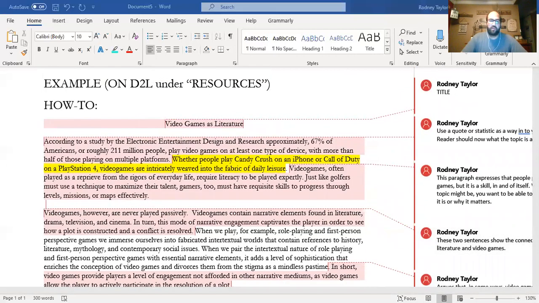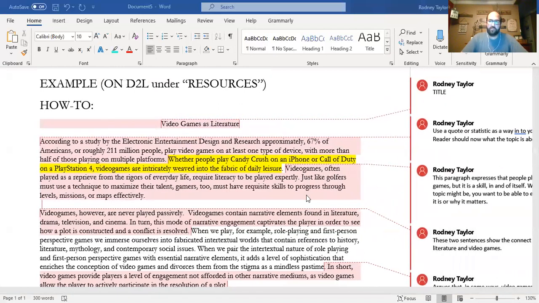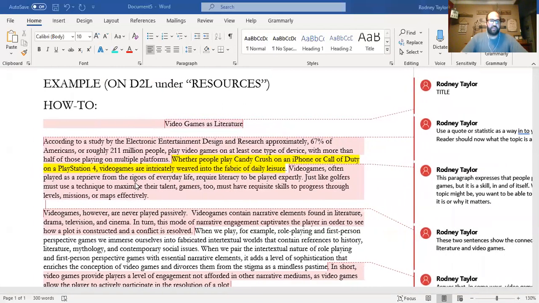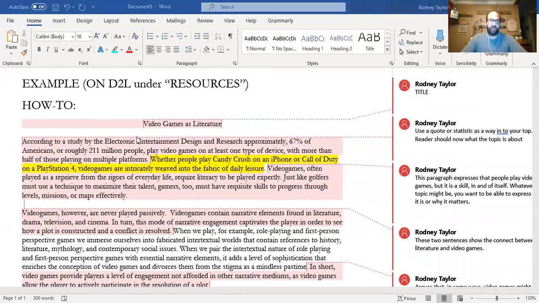So if we look through this, the way I set this one up was, according to a study by Electronic and Entertainment Design and Research, approximately 67% of Americans, or roughly 211 million people, play video games on at least one type of device, with more than half of those playing on multiple platforms.